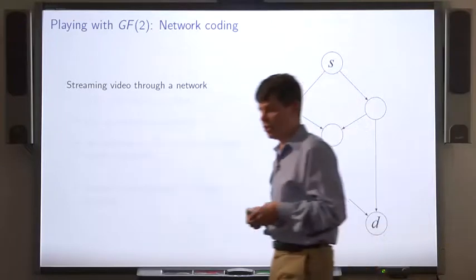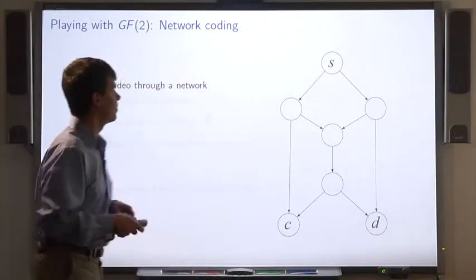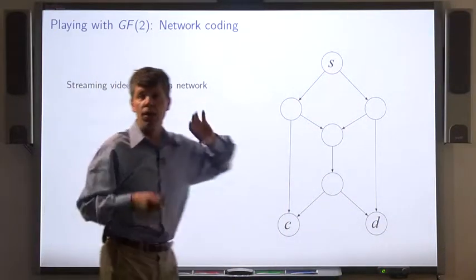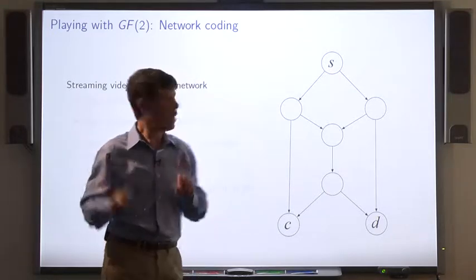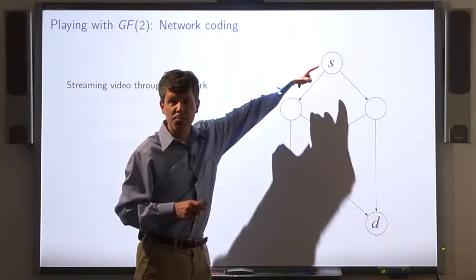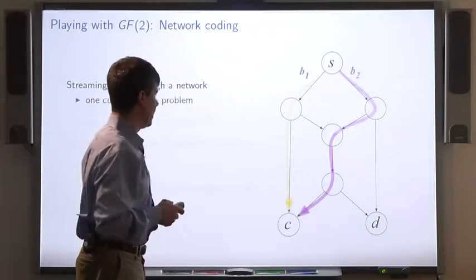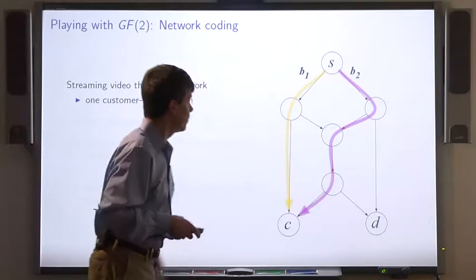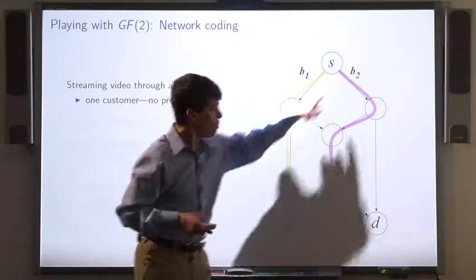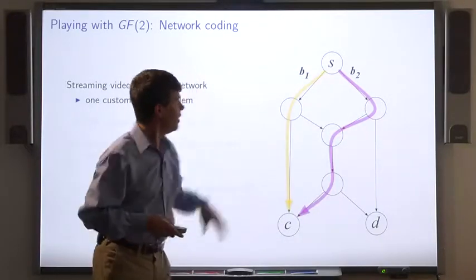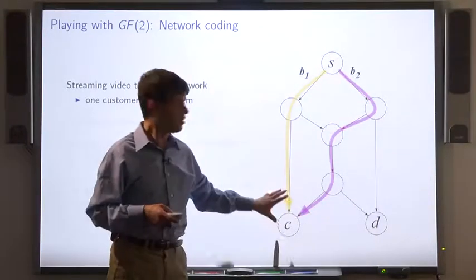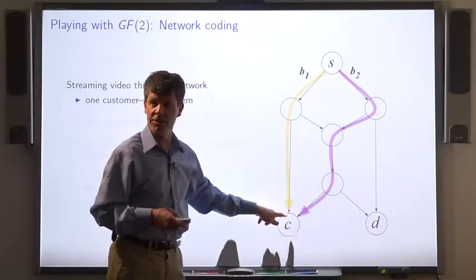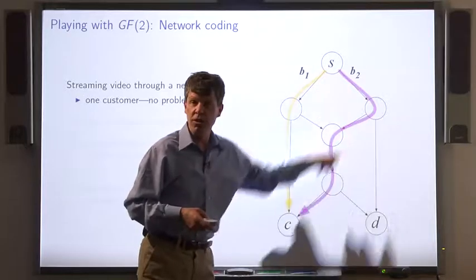Here's another application of GF2. Imagine you need to stream video through a network, starting at this point. Now, if there's only one recipient of the video stream, since there are two paths that share no edges, the video can be pumped at 2 bits per unit time from this point to this point, 1 bit through each of these paths.